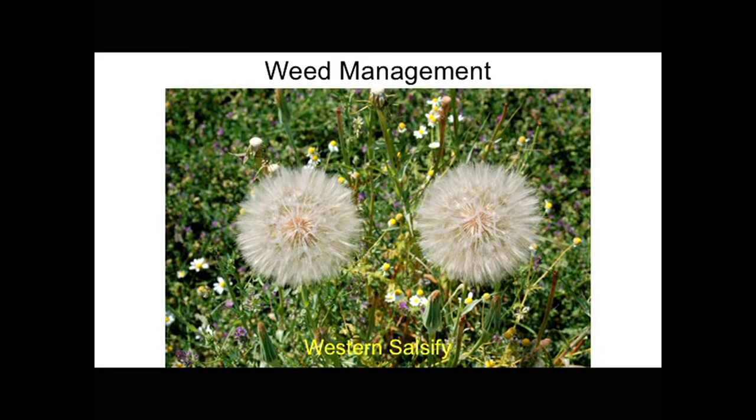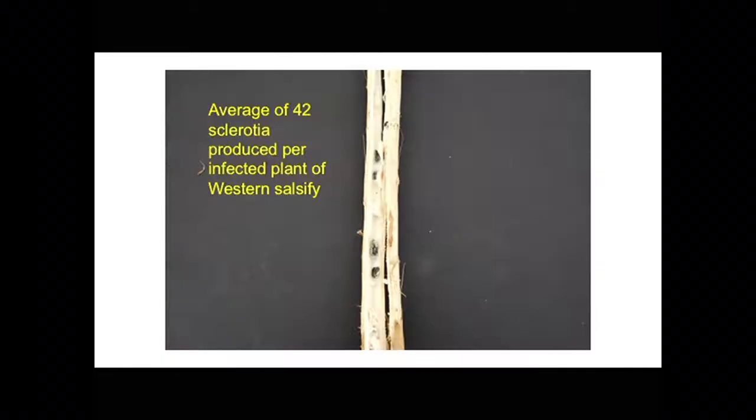So one other important thing, if you're trying to manage white mold in your fields, and particularly here in the Pacific Northwest where we don't get a lot of white mold, there are a lot of different weeds that are hosts of the white mold pathogen that you have to pay attention to. This is an example in our area of Western salsify, which is a host. I took a look in a field that was infected. The weed, Western salsify, was infected by the white mold pathogen, and it produced 42 sclerotia per infected plant.